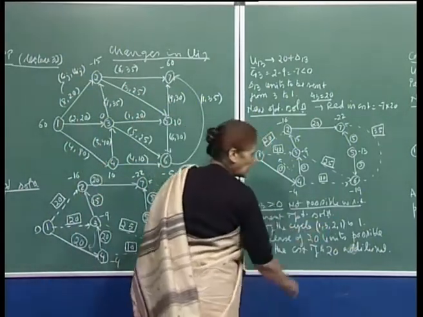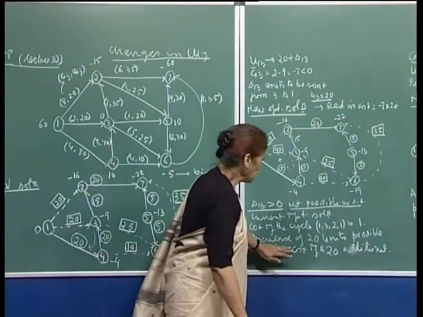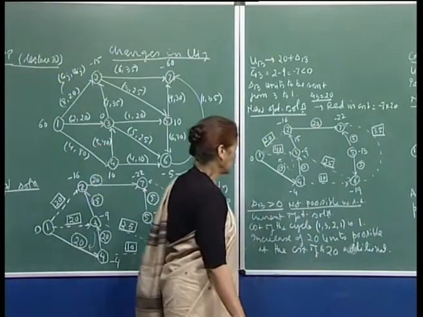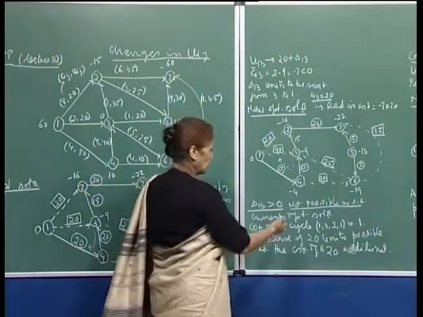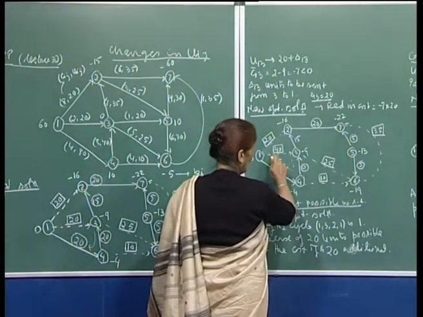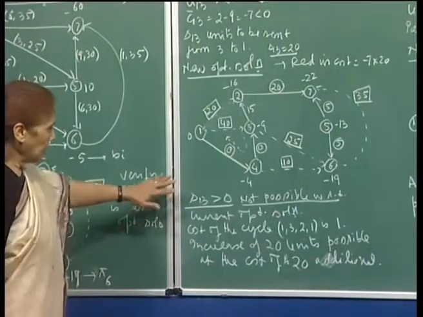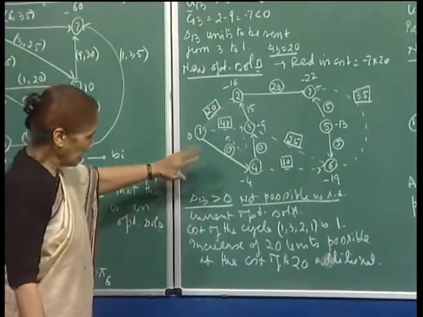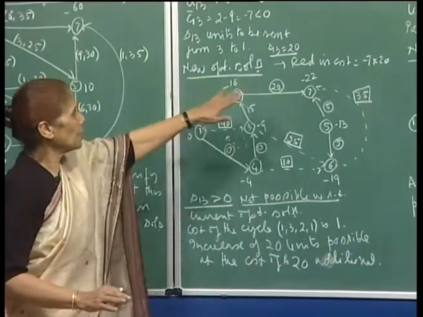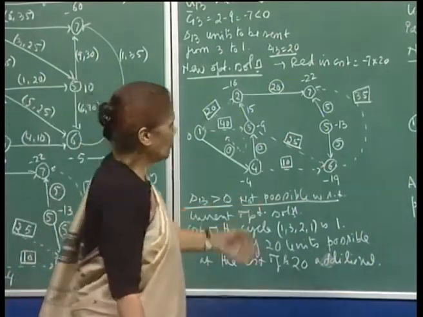So, the cost of this cycle is 1, and therefore, the increase of 20 units is possible at the cost of rupees 20 additionally, right, because the cost of the cycle is 1. So, when I send 20 units along this cycle, the cost will go up. So, it is possible with the current solution. With the current solution I got a reduction of 140 in the cost. This is one. Then I will give you another example.